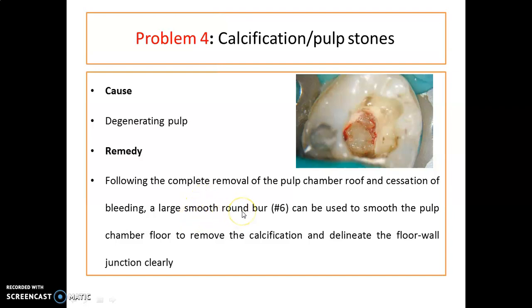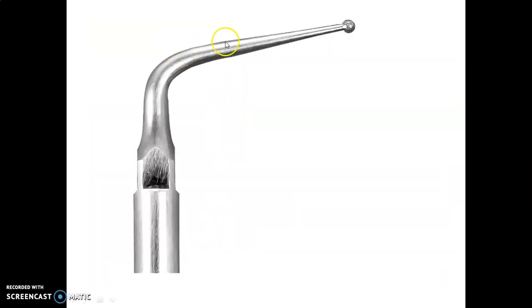Then you can use a large smooth round bar, a number 6 bar, a commonly asked question, to smooth the pulp chamber floor to remove the calcification and delineate the floor wall junction clearly. Now you can use this access bar also to remove the pulpal stones. Very important image based question.